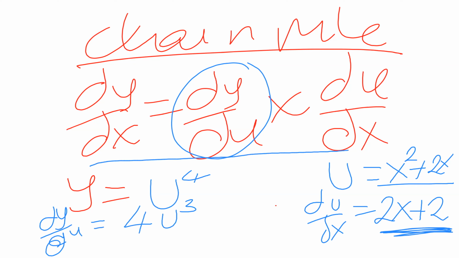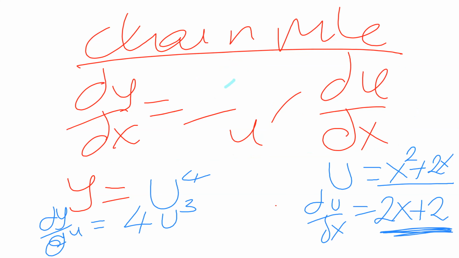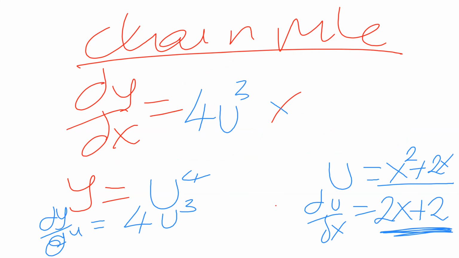So from there now, it simply means to find dy over dx, you multiply these two parts, the dy over du and the du over dx. Just multiply them together. What was our dy over du? Our dy over du was 4u to the power 3, multiplying with du over dx. Our du over dx is 2x plus 2, like that.